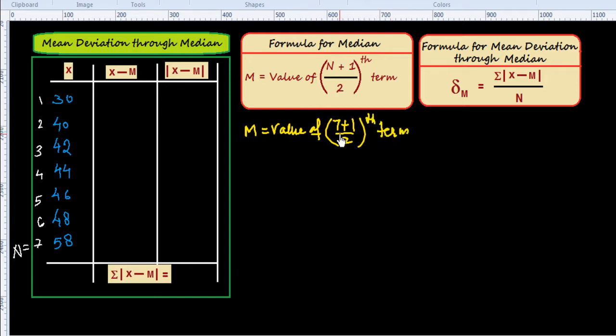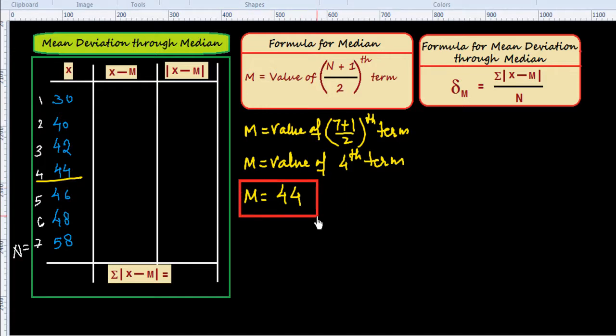Why have we taken 7 here? Because the total number of terms is 7. So now the median is equal to the value of the 7 plus 1, 8 over 2, is the 4th term. So the value of the 4th term, look at it in the table, is 44. So the median is 44 here. So we have got the median.